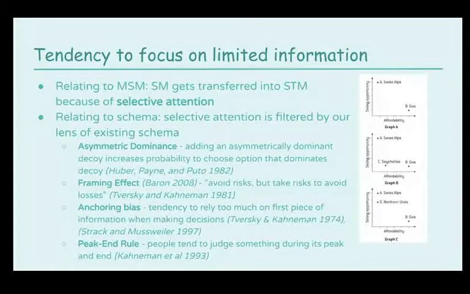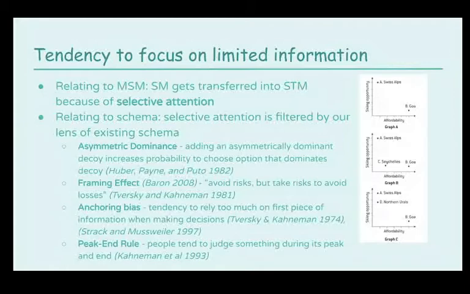All right, so the first would be that we have a tendency to focus on limited information, right? And if we relate this to the multi-store memory, I explained before that the sensory memory can get transferred into short-term memory, and this happens, like I said before, because of the selective attention that we have.